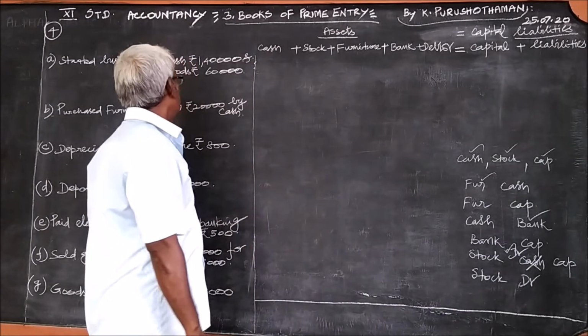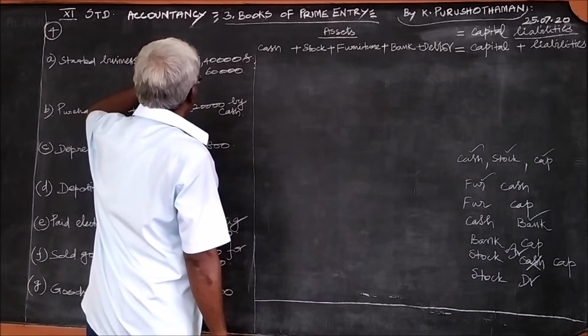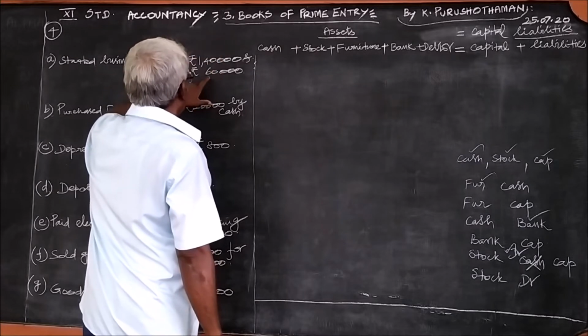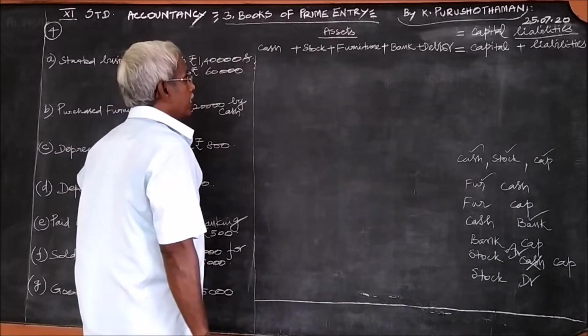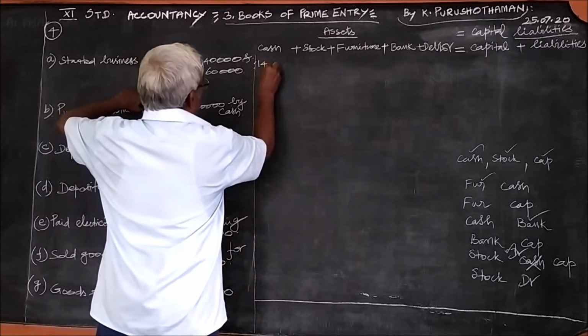So we go to the first one. Started business with cash rupees 1,40,000 and goods rupees 60,000. Cash 1,40,000.